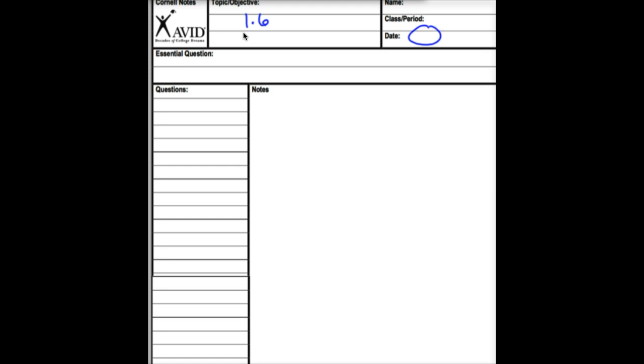In section 1.6, we're still going to be working on multiplying polynomials. We are going to multiply a binomial, a two-term polynomial, by a trinomial, which would be a three-termed polynomial. These are really easy. You just have to be very careful with your signs and everything.